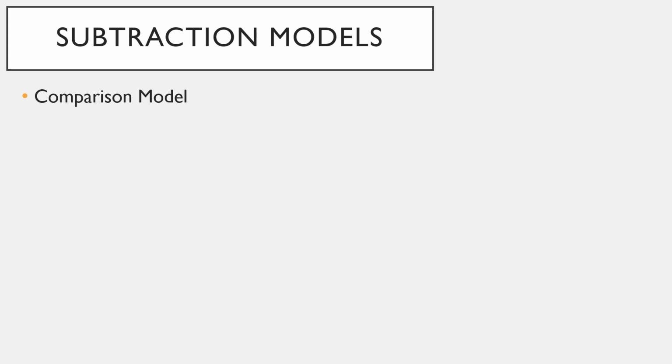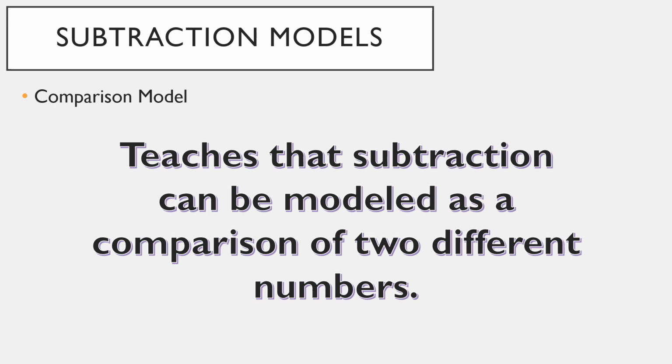Next, we have the comparison model. This model teaches that subtraction can be modeled as a comparison between two different numbers. Your book notes that this model is harder to visualize because you're not physically taking away objects and counting the remaining objects. You're comparing two different sets of objects. Your textbook also notes that in order for this model to be effective, your students probably need to have seen subtraction before. So this isn't what you would want to teach to students first when they're first learning how to subtract. But the comparison model teaches that subtraction can be modeled as a comparison between two different numbers.